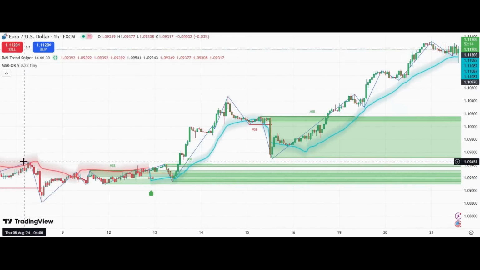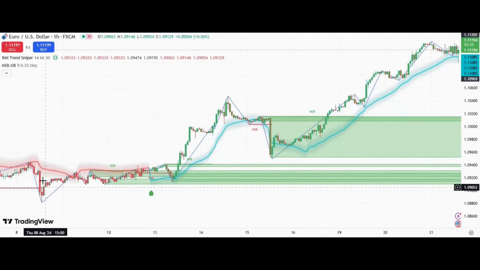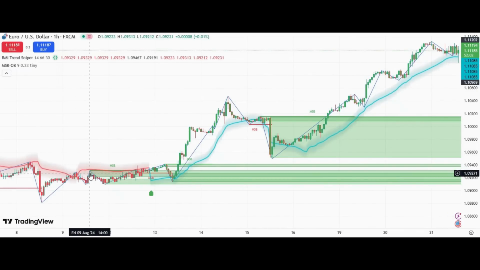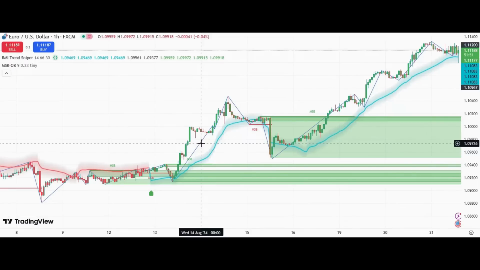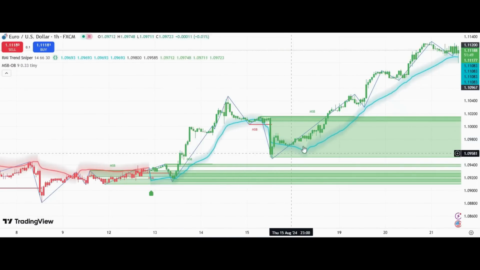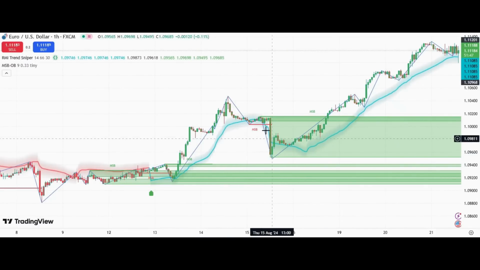So when the color of the RMI Trend Sniper is showing red, it means we are in a downward direction, which is a sell territory, and we'll be combining this. When the color changes from red to blue, it means we are now in an uptrend, which is a buy territory. And you can see the indicator is not really moving in a straight way.